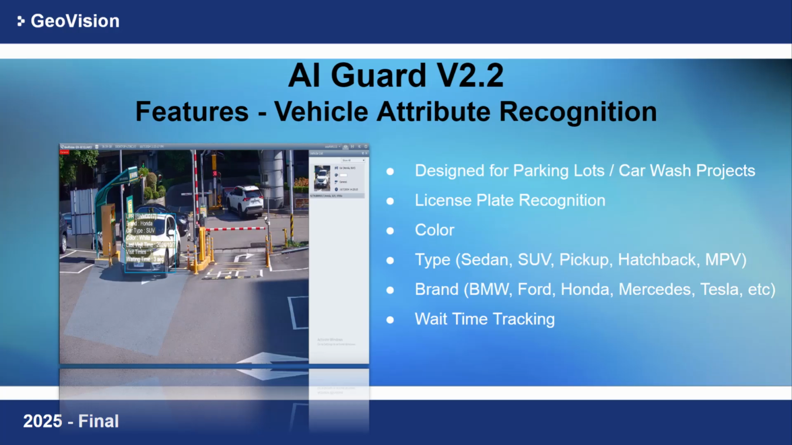Users can input information for authorized vehicles in the AI Guard database. When the captured information matches the database, access to the parking lot or car wash will be granted automatically. Authentication can be set to either single or multi-factor, providing flexibility and enhanced security.